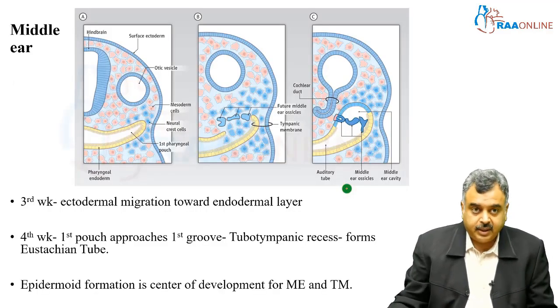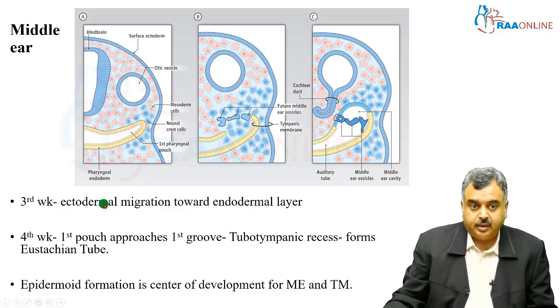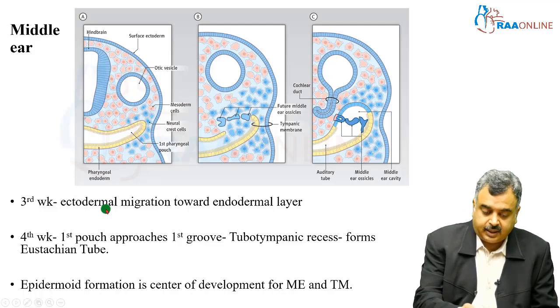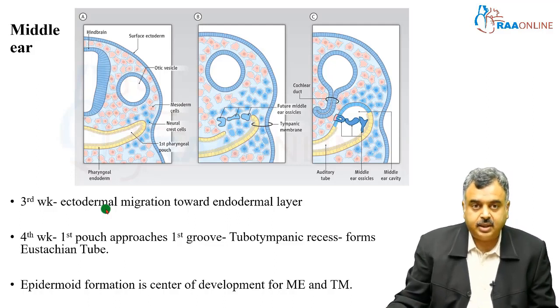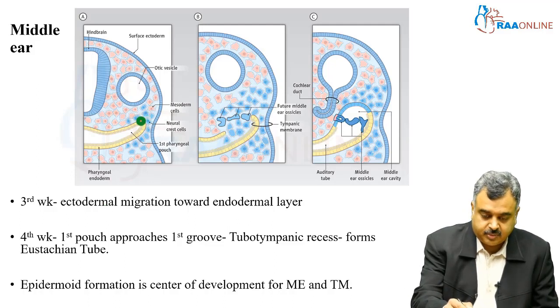Looking at the middle ear, development starts at the 3rd week, where there is an external ectodermal migration towards the endodermal layer. If you look at it, these are the mesodermal cells, and this is the neural crest and the first pharyngeal pouch. So this migrates towards the endodermal layer.